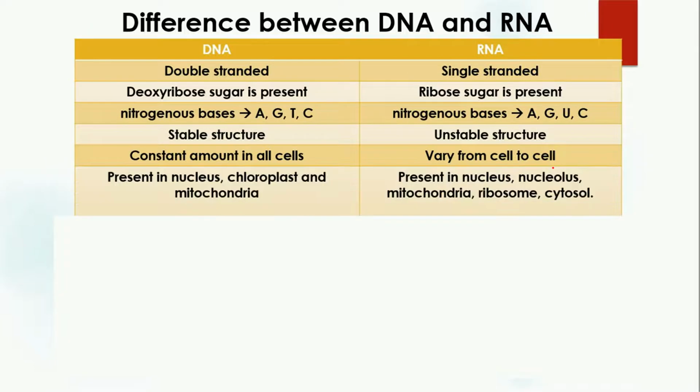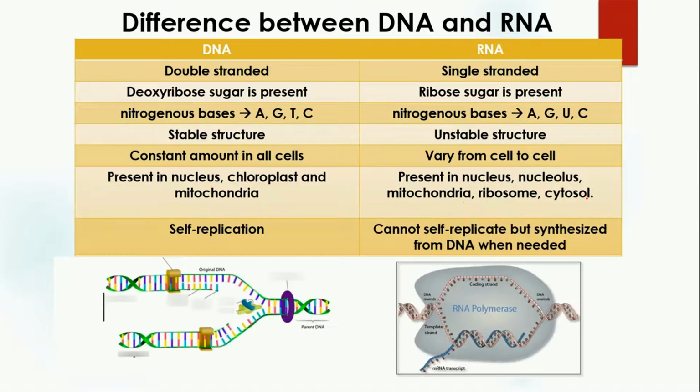The DNA is present in nucleus, chloroplast and mitochondria, while RNA is present in nucleus, nucleolus, mitochondria, ribosomes and cytosol. The DNA is a self-replicating molecule. It means that if DNA wants to be converted from one to two, it can easily convert. The original DNA is going to be divided into two DNA by the process of replication.